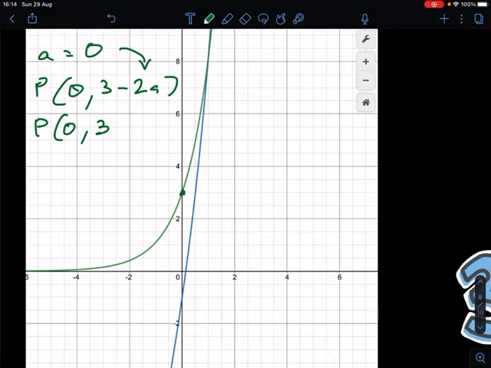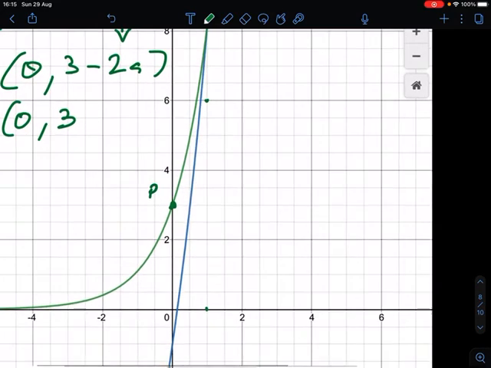This is your point P, and the point that the tangent touches is (1, 6). That's the point, and we're going to draw the straight line here. Let me expand this so you can see clearly how the gradient is drawn.